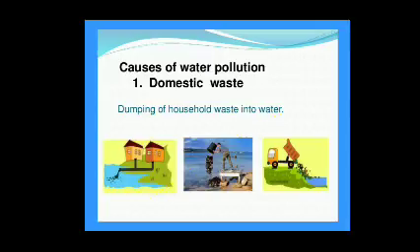Causes of water pollution: domestic wastage. Domestic wastage mixed into a water body causes water pollution.